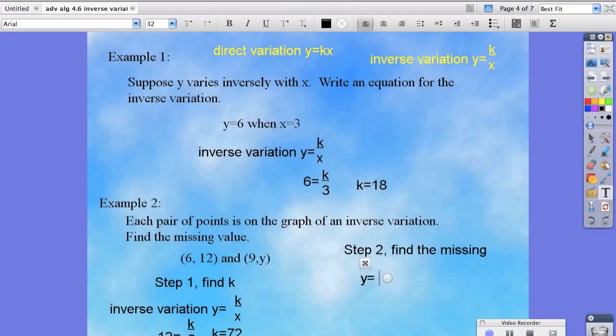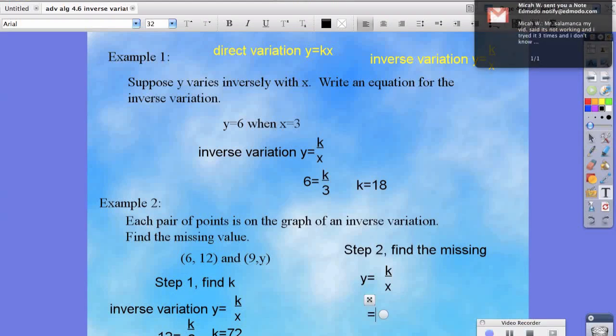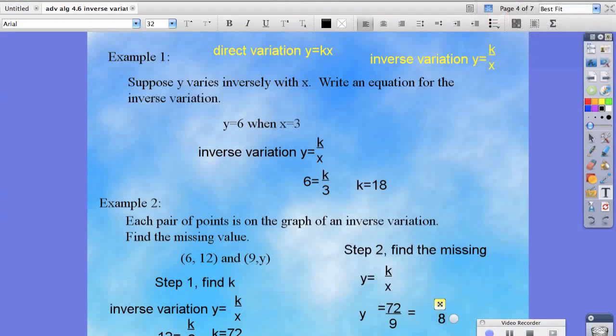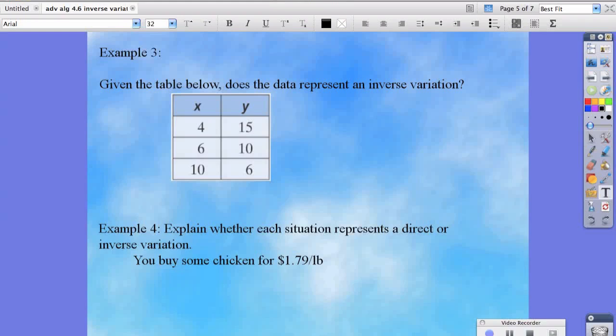We know that y equals k divided by x, and we know what k is. k is 72. So y equals 72 divided by 9. And we just need to solve for y. Because all we have to do is simplify, we can figure that y is equal to 8. Pretty simple, right? So let's try example 3.